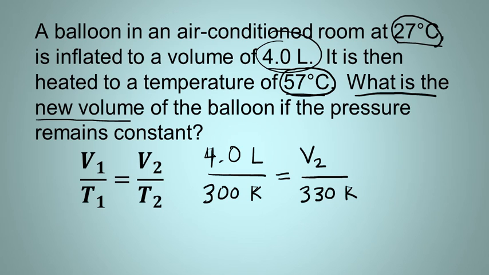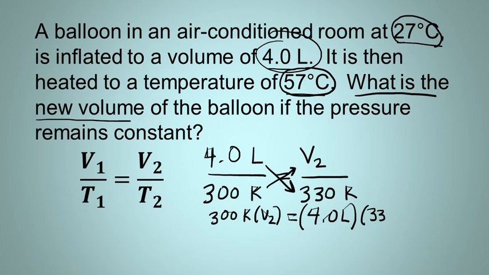And probably the best way to do this is by cross-multiplying. So 300 kelvins times V2 equals, in that direction, we have 4.0 liters times 330 kelvins. And so now we just multiply and do a division there.